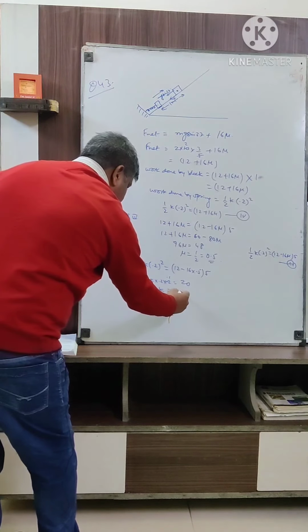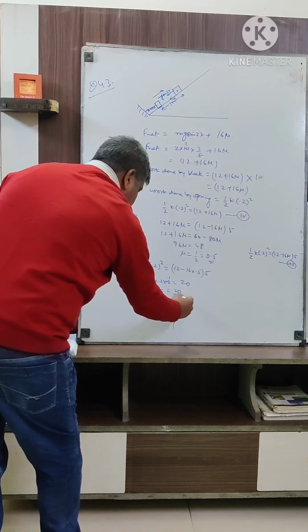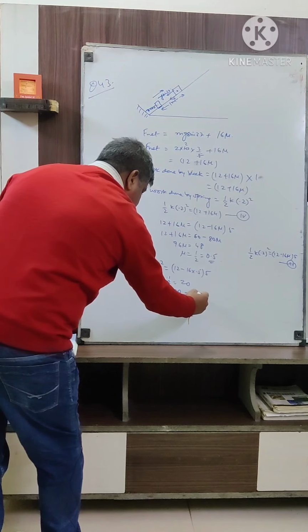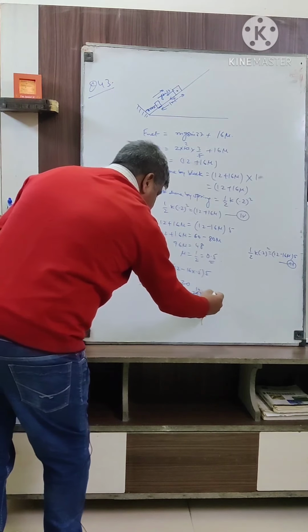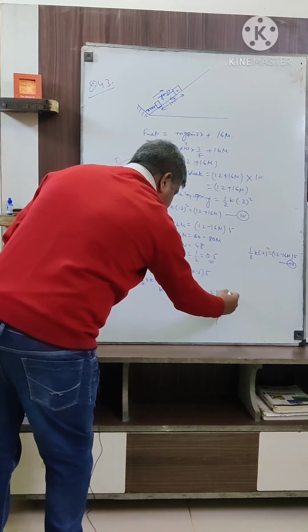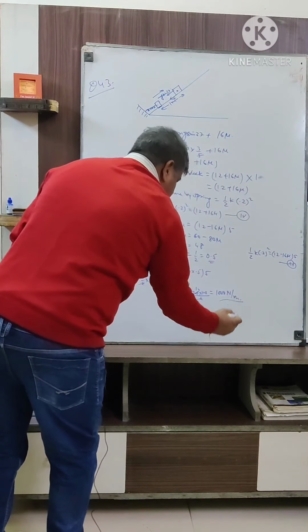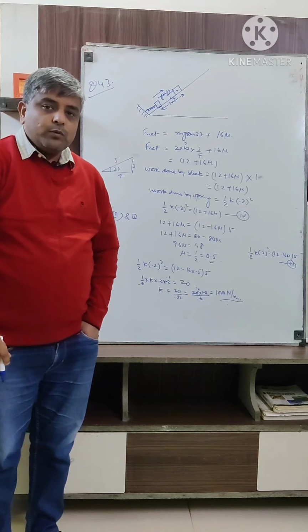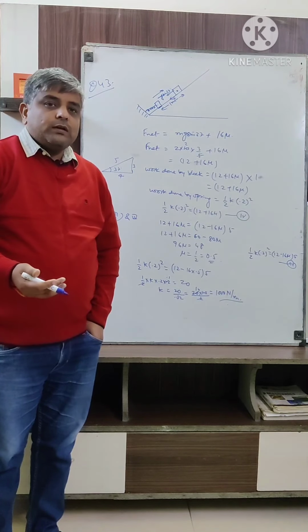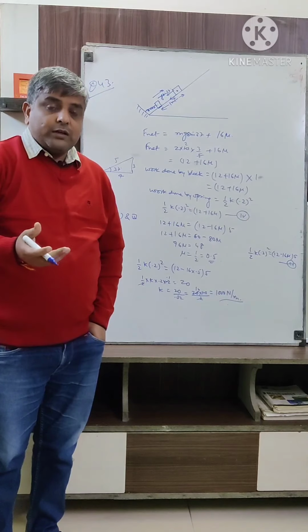So k would be equal to 20 divided by 0.02, so it would be 20 into 100 divided by 2. So it is 1000. So the value of k is 1000 Newton per meter. Now we have found both results, the value of mu and k, and we can also solve it by the work energy theorem.